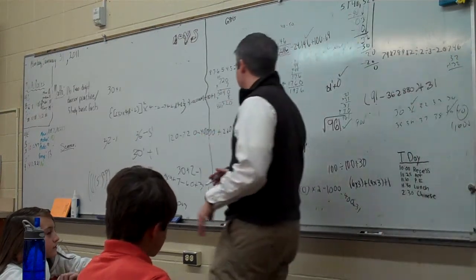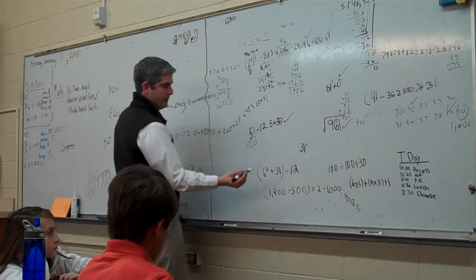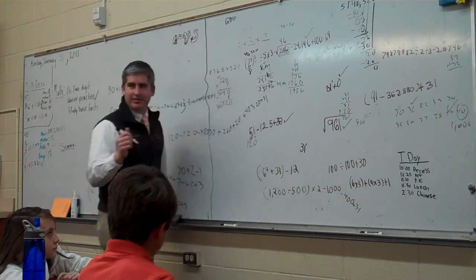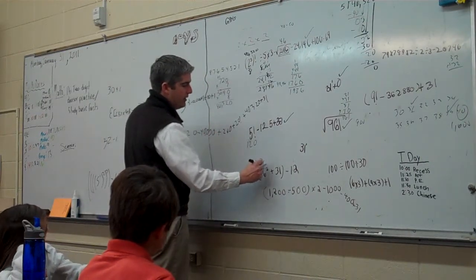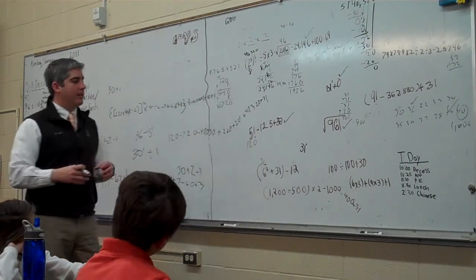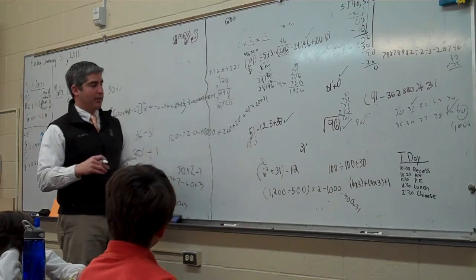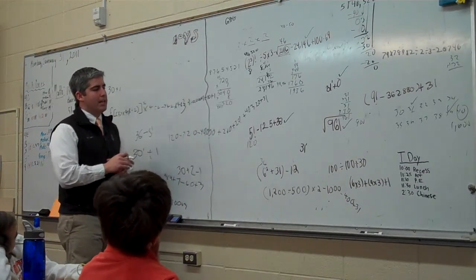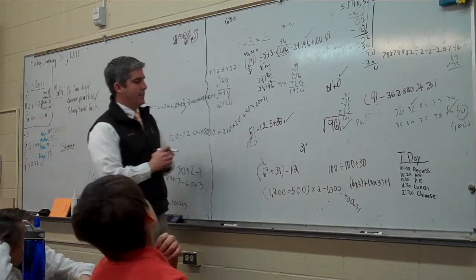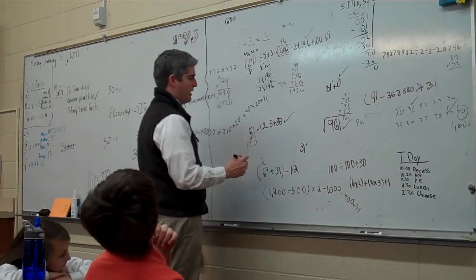Then we have 6 squared. 6 times 6, Gracie. 6 times 6 equals 12. Try it again. Sorry, 36. 36. Very good. So 36 plus, then I do the parentheses. Well, actually, I have to do the exponents first anyway. 36 plus 31 equals 67. Minus 12 is going to equal 55.